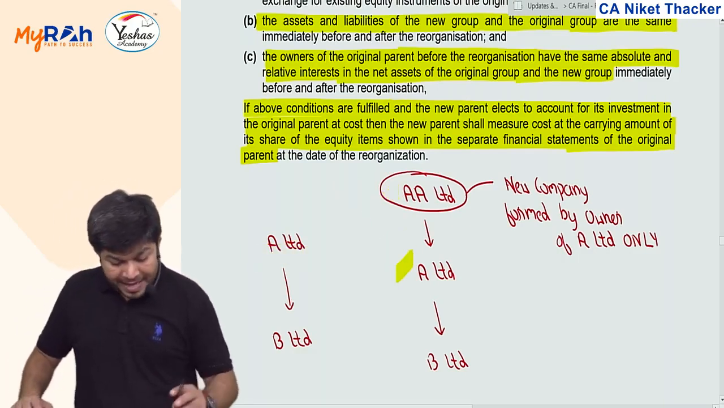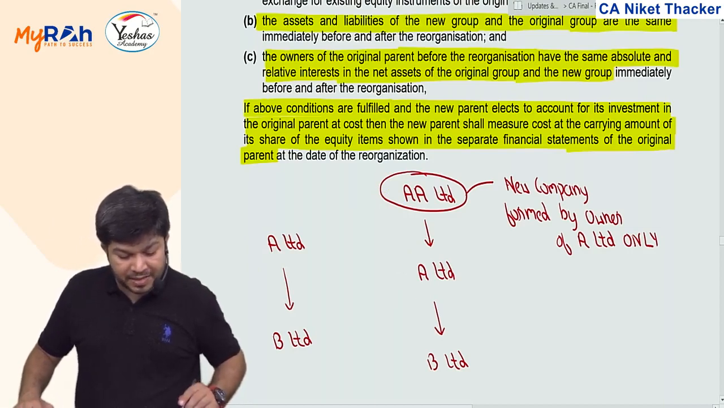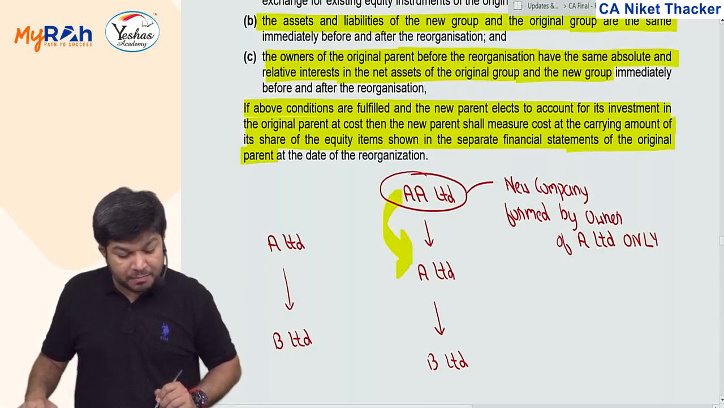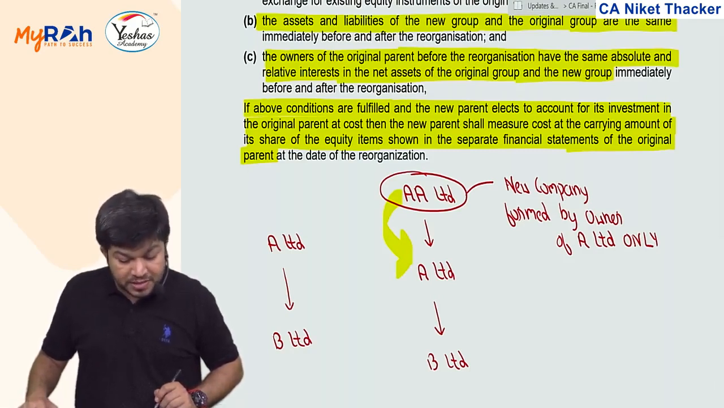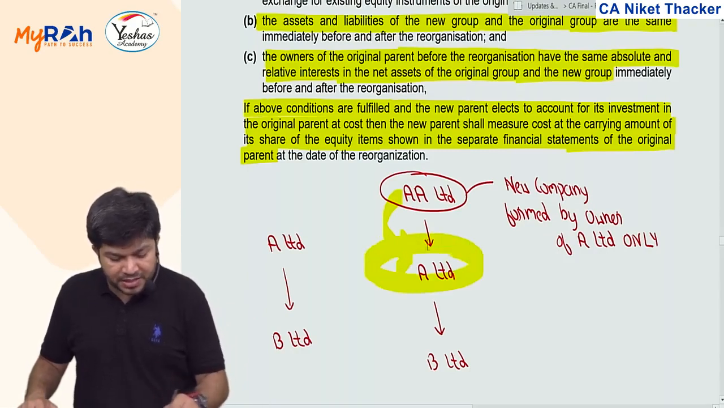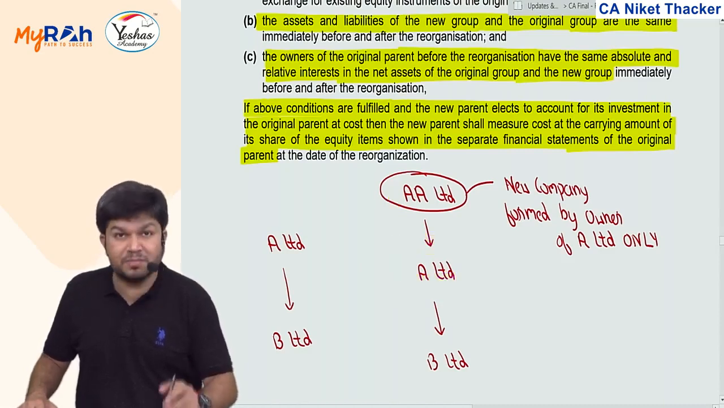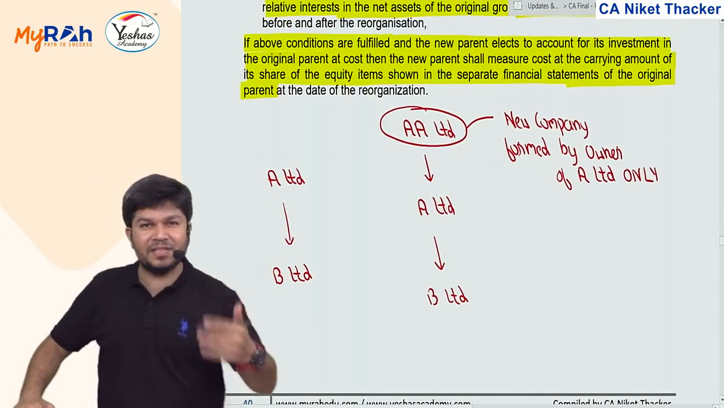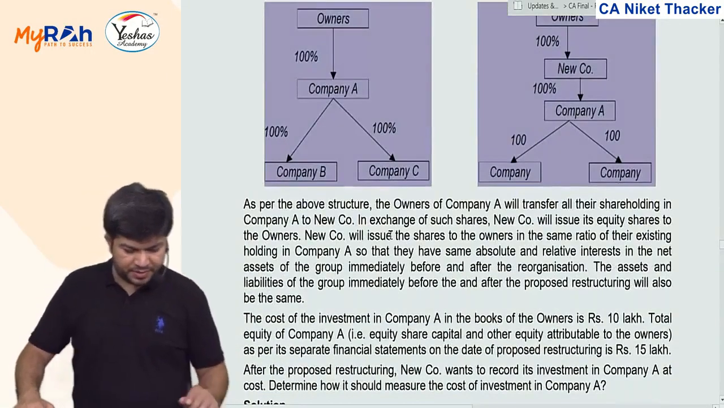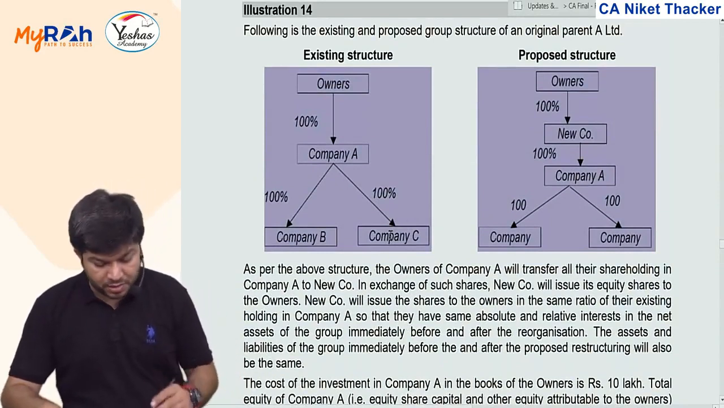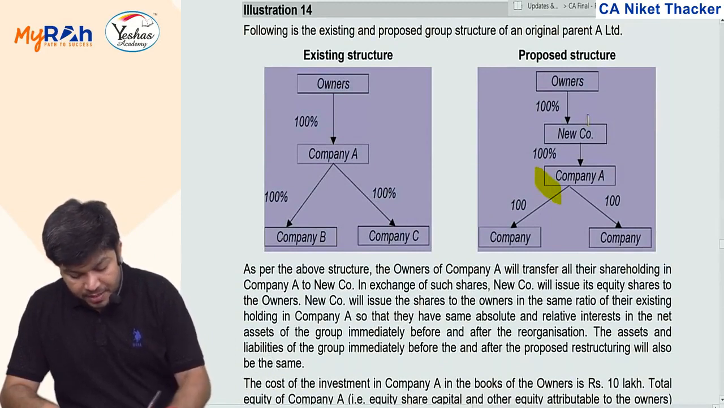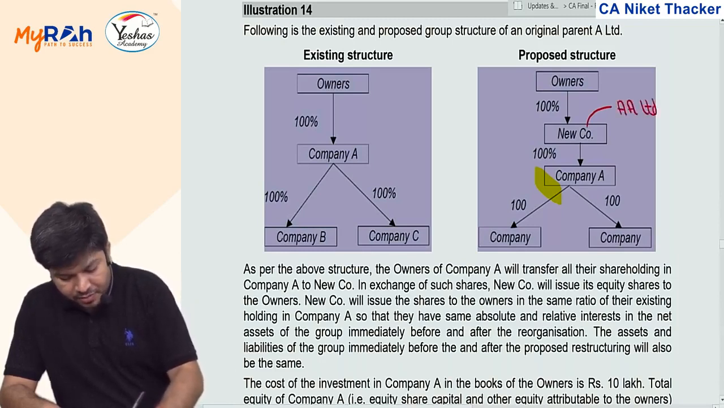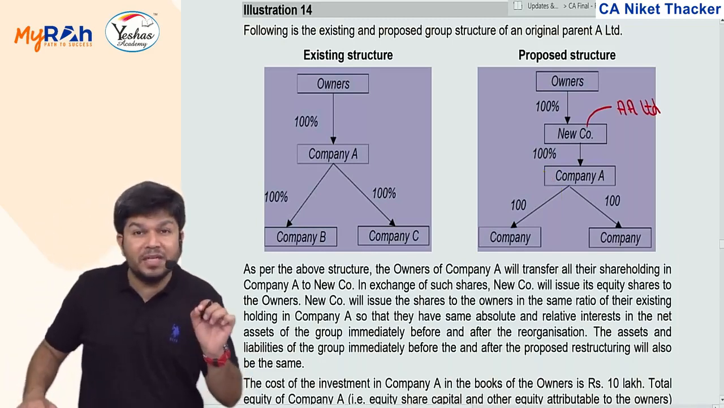Okay, so if new parent elects to account for investment in original parent at cost, new parent shall measure the cost. So what will be the cost? Carrying amount of equity items shown in separate financials of original parent. So what is equity in A? That will be the cost of investment for double A. So whatever amount of equity is in A, the same amount double A will put as investment in A Limited. Okay, check over here. So for double A Limited, investment in A value will be equity of A.